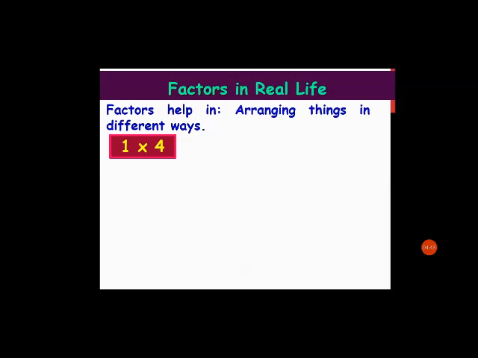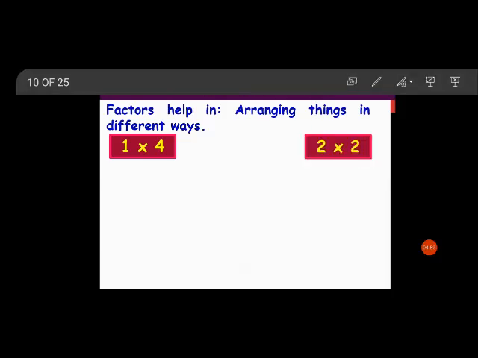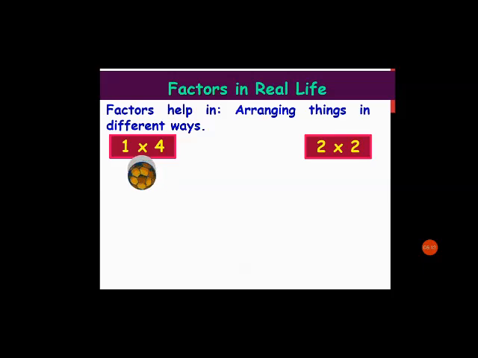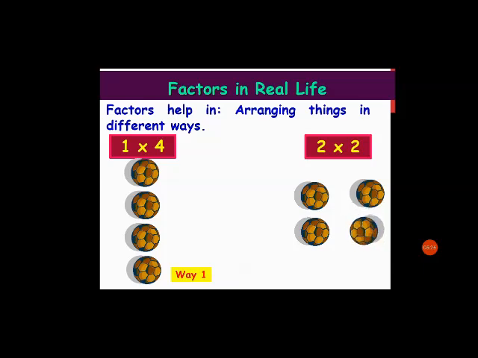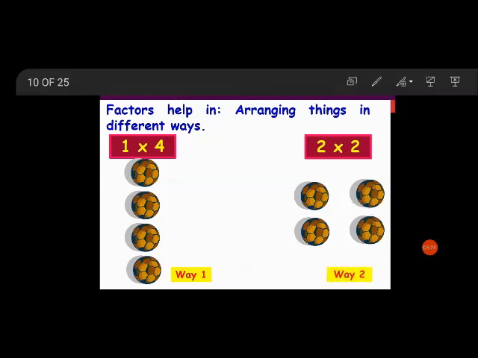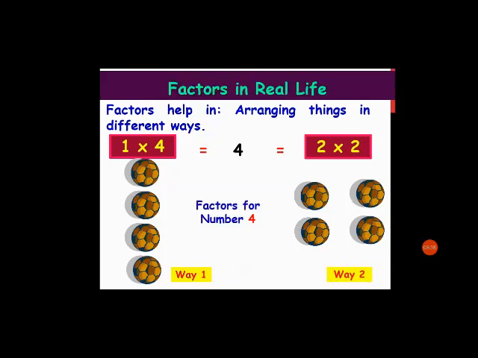So as factors help in arranging things in different ways, we can either arrange it by 1 times 4 or 2 times 2. Both are 2 ways in order to arrange things. This is way 1 and this is way 2, which we've just mentioned. So we say that 1 times 4 and 2 times 2 both are considered factors of number 4.